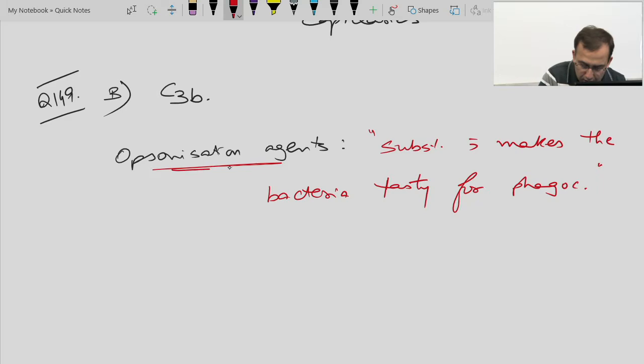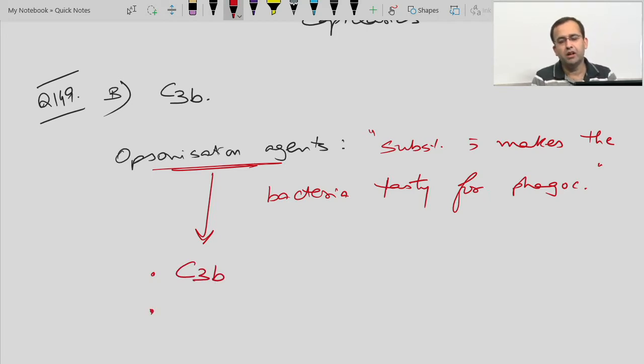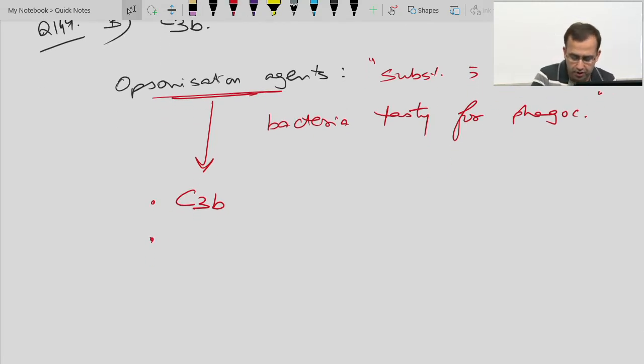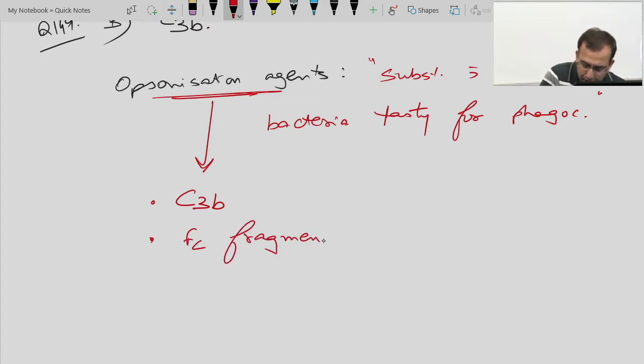So, what is the list of opsonization agents? The opsonization agents are C3b. Please note C5a is a chemotactic agent. C3b is an opsonization agent. Fc fragment of IgG.